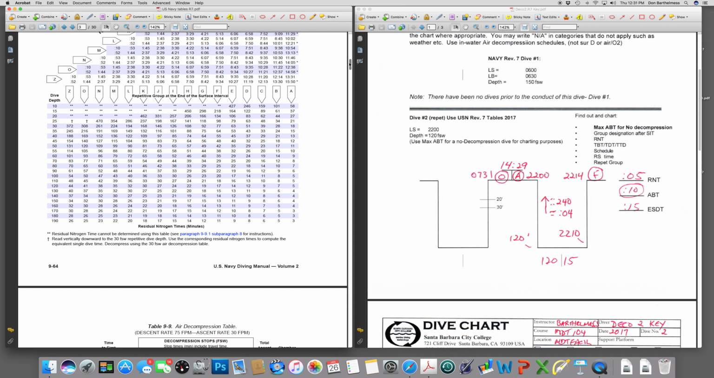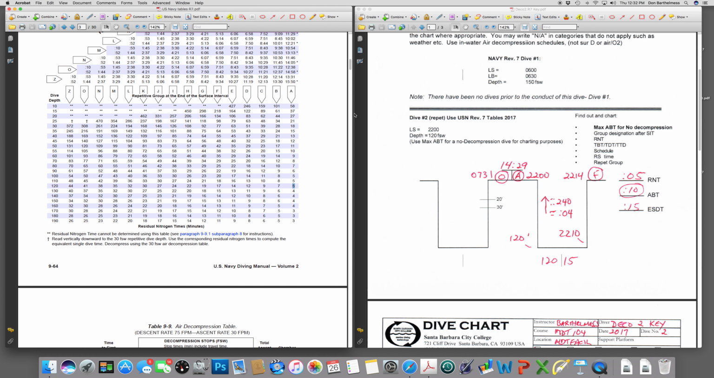Come back here to the residual nitrogen timetable, go down to where A diver, that's our repetitive group going in, come down to 120 feet, and it tells us that we have 5 minutes of RNT still in our body from the prior dive, or 5 minutes of RNT at 120 feet. That is only for that depth schedule. So we're going to write that in here in our RNT space here on the chart.